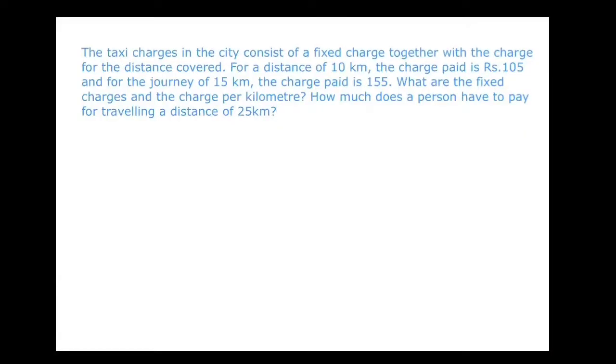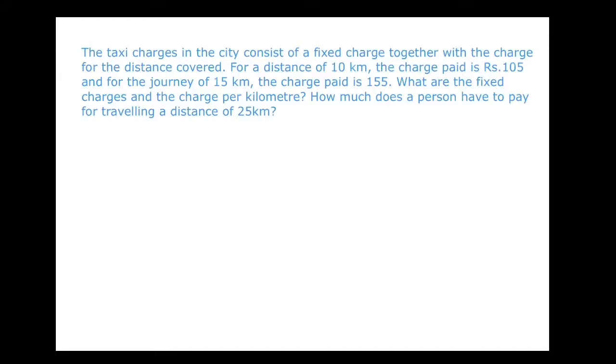The taxi charges in the city consist of a fixed charge together with the charge for the distance covered. For a distance of 10 km, the charge paid is rupees 105, and for the journey of 15 km, the charge paid is rupees 155. What are the fixed charges and the charge per kilometer? And the second question is, how much does a person have to pay for traveling a distance of 25 km?